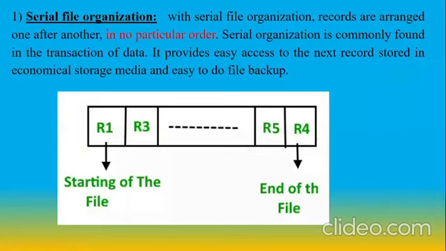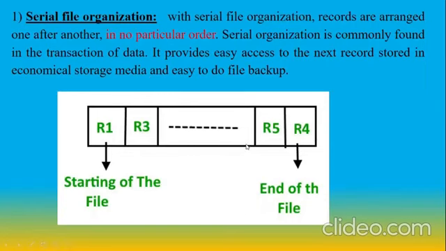Now let us see the first method, that is serial file organization. With serial file organization, records are arranged one after the other in no particular order. Serial file organization is commonly found in the transaction of data. It provides easy access to the next record stored in economical storage media, and it is easy to do file backup. Here you can see the records are stored not in order.